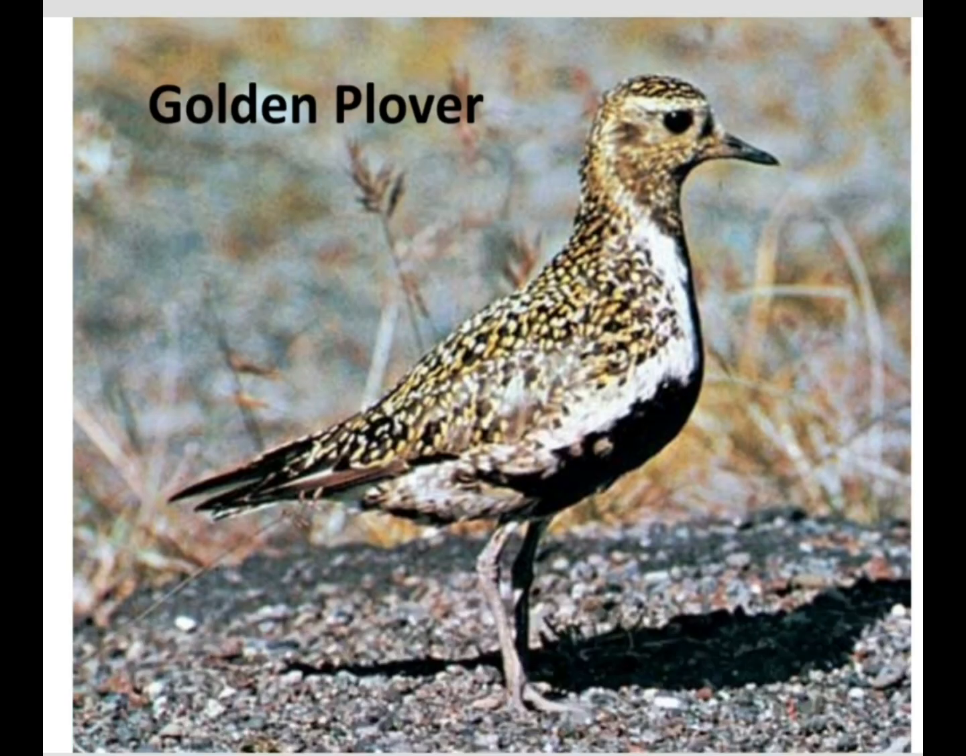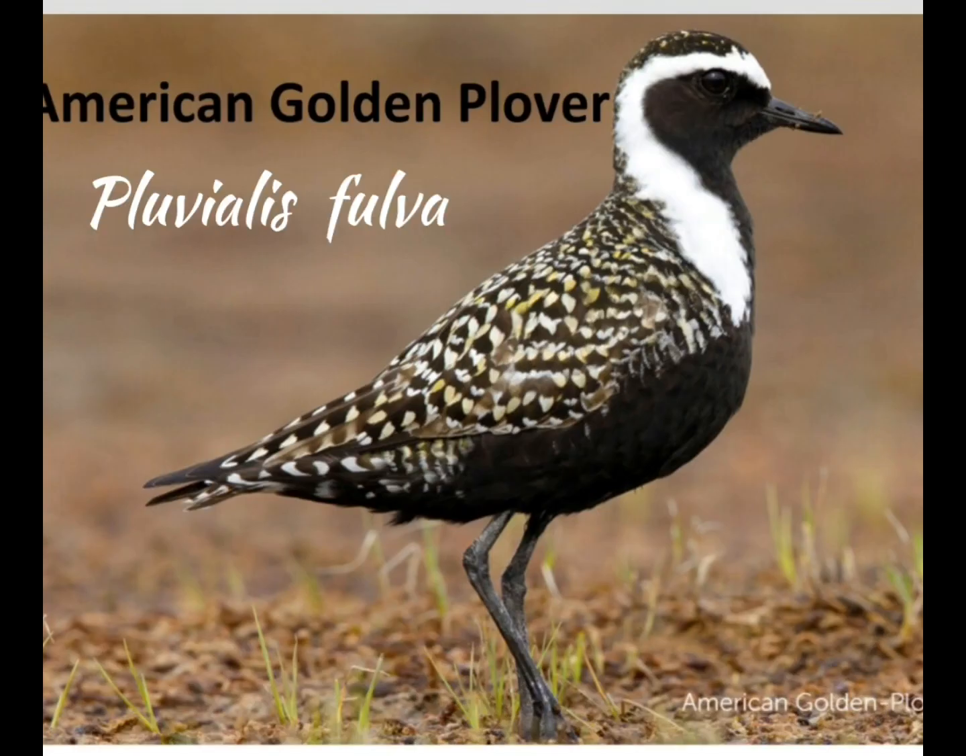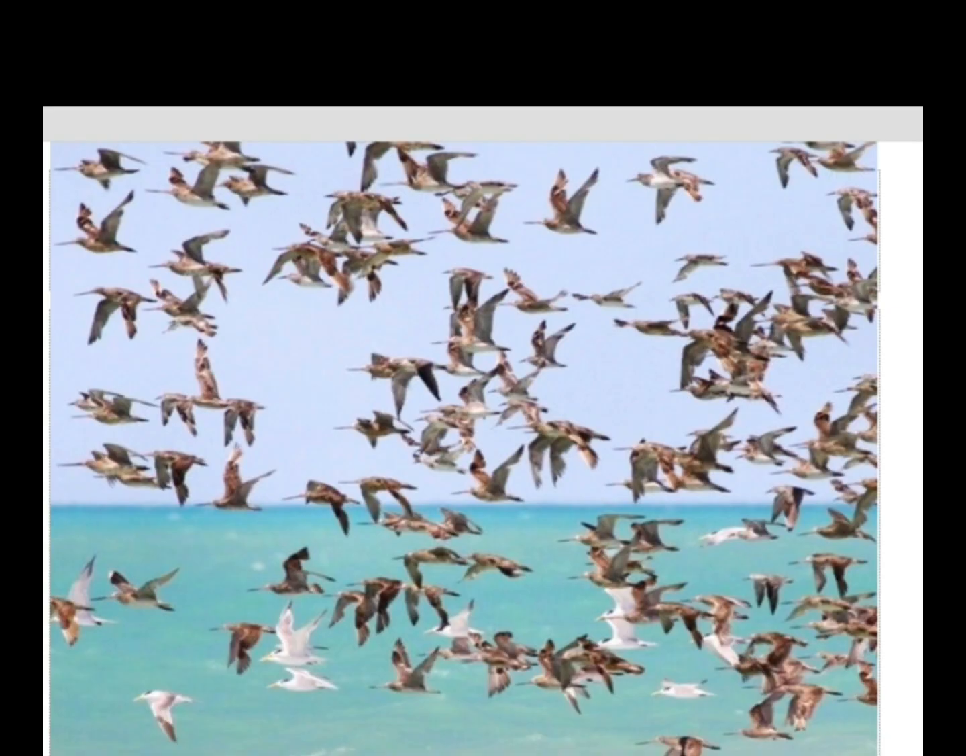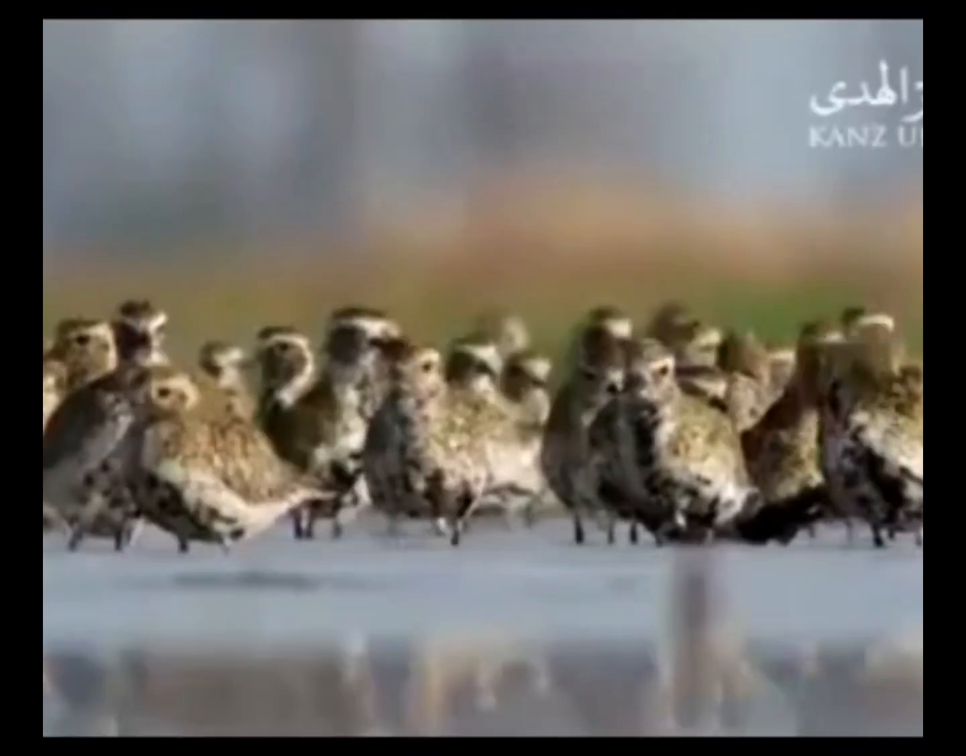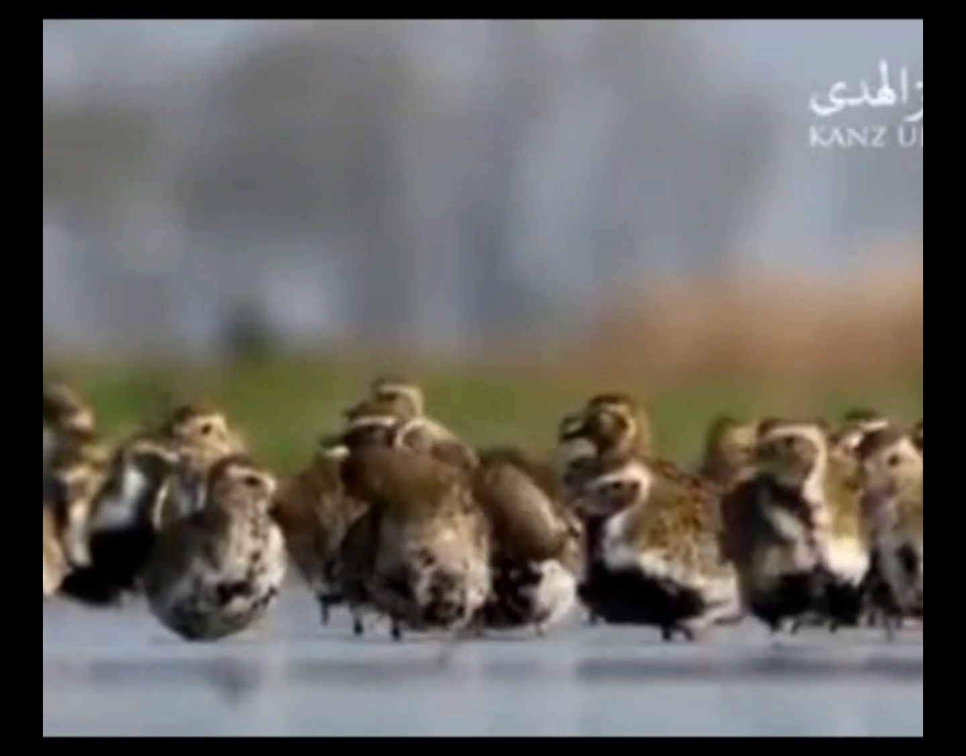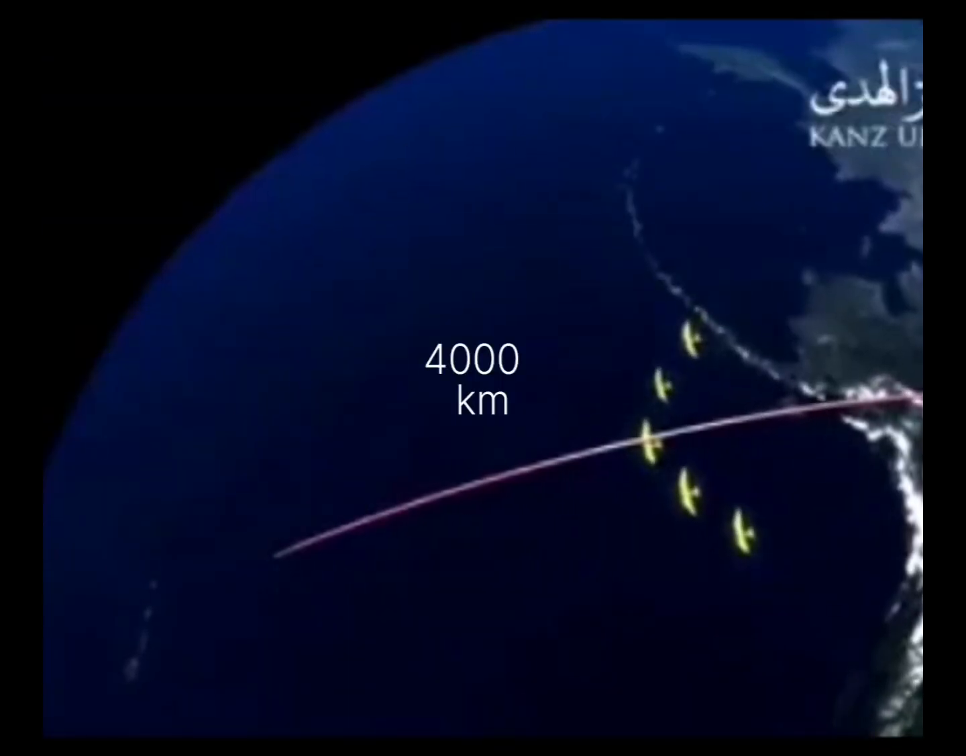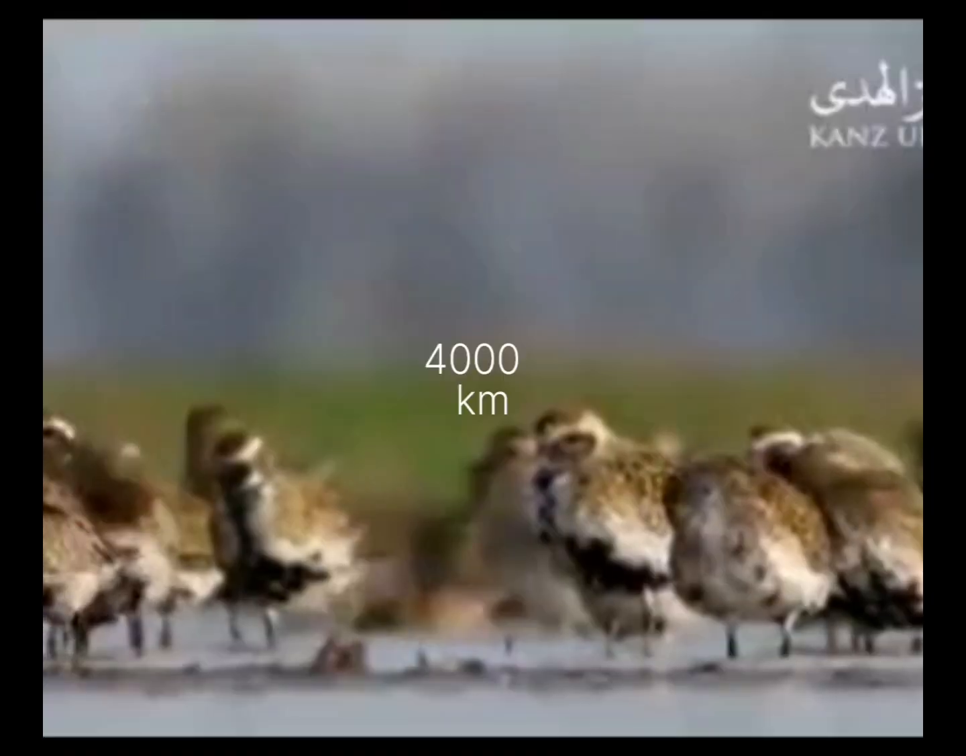The second example is the American or Pacific golden plover. Pluvialis fulva is a migratory shorebird that breeds in summer in Alaska and Siberia. During the non-breeding season, this medium-sized plover migrates widely across the Pacific Ocean. It flies continuously for 88 hours without any rest. Thus, every year it travels about 4,000 kilometers.